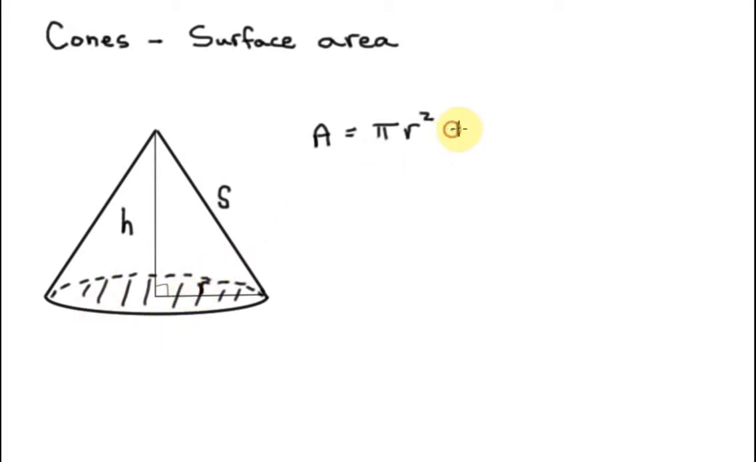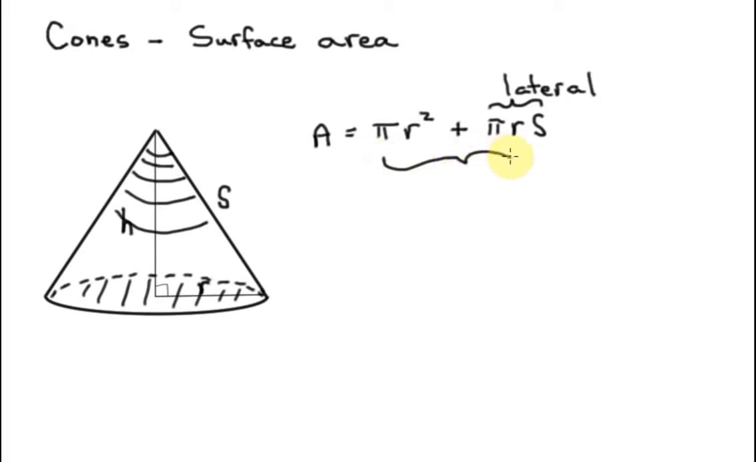Then we're going to add to it the area of this rounded part, also known as the lateral area. So we're talking about this rounded part of the cone. The formula for that is pi times radius times slant height. So this part here is actually the lateral area. And when you combine it with the base circle, we get the total area. So that's the formula that we use for cones.